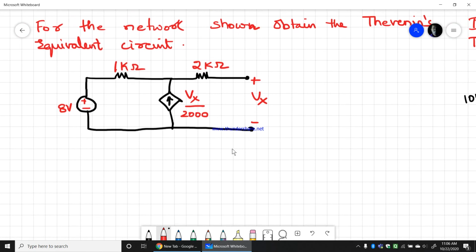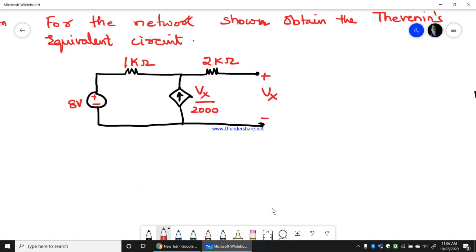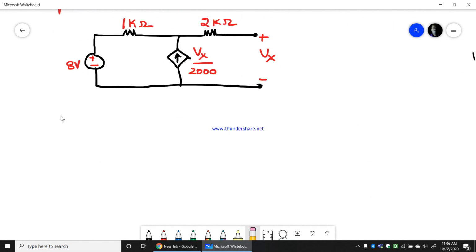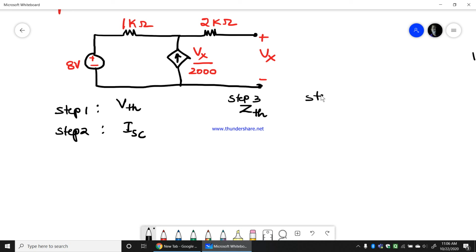Now this is the problem where you can see a dependent source is given. They are asking you to find out the Thevenin's equivalent circuit for this. Now the normal Thevenin's procedure is not used. In the previous video, I have told you the procedure for solving the problem when we have a dependent source. So step 1 would be finding out VTH, step 2 is finding out ISC, then ZTH is step 3, and then step 4 is write the circuit.